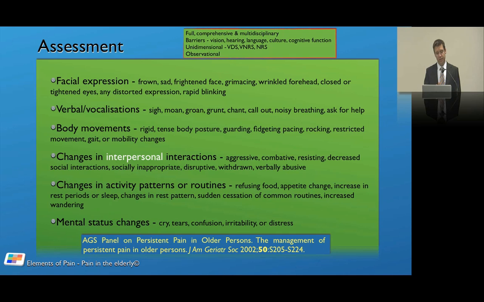Changes in interpersonal reactions or interactions. Now this is important because even if a patient... Remember, the pain presents itself differently. They may just become socially withdrawn. That could mean that they're in pain. So these are the subtle changes that occur that might signify pain. Subtle observational changes that occur. So changes in activity or patterns or routines, okay? And then mental status changes, crying, tears, confusion, irritability and distress. So these are the domains defined by the American Geriatric Society, 6 domains that might allow observational assessment of elderly patients in pain.